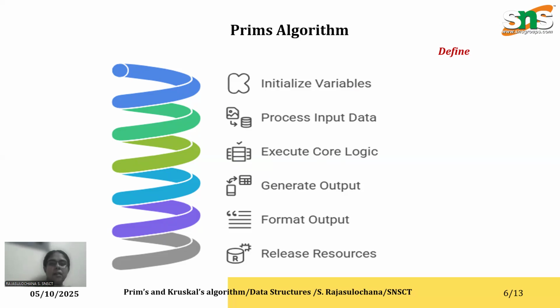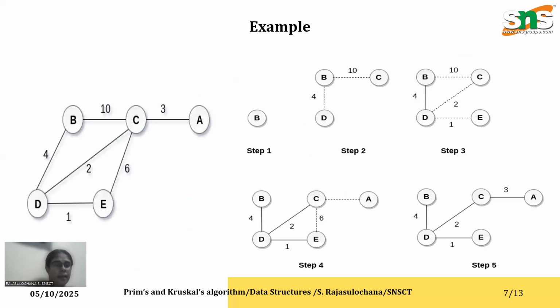First, let us see the working of Prim's algorithm. Prim's algorithm works like this. It initializes all the variables or the vertices, it processes the input data, the core logic is executed, and it generates the output. So this is the working behind Prim's algorithm. Now let us see how it works.